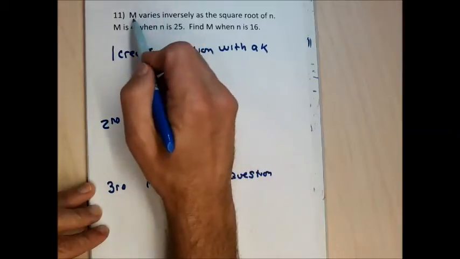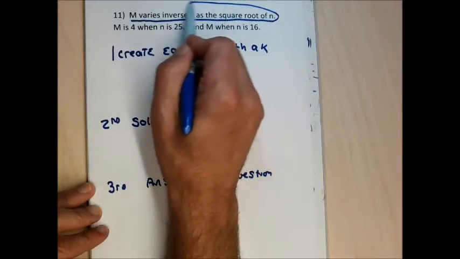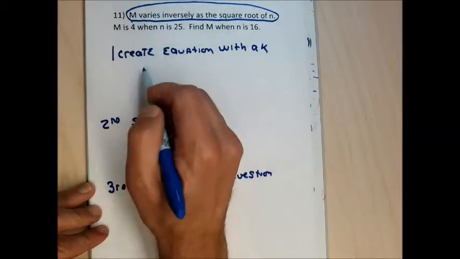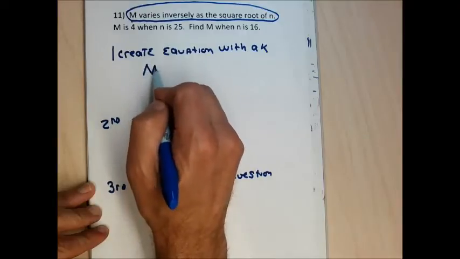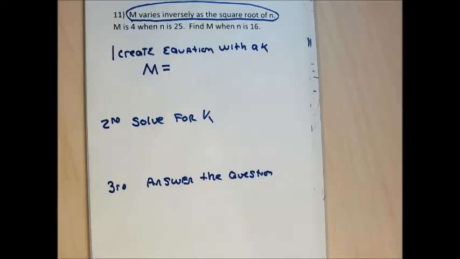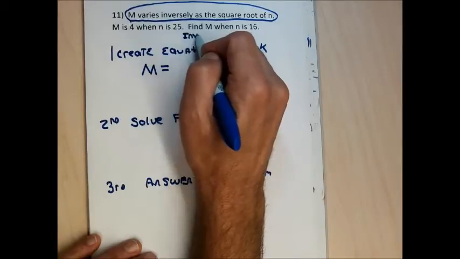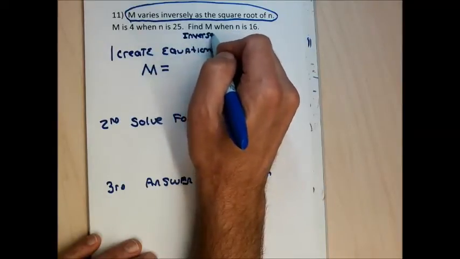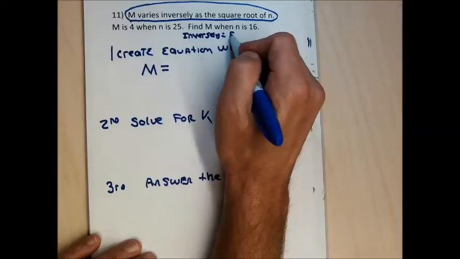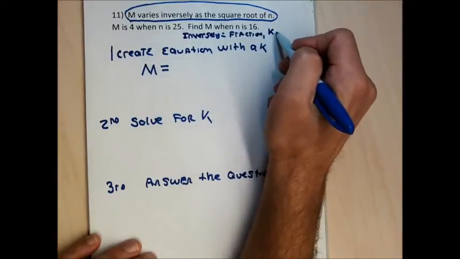So the first bit is going to help me get the equation with a k. The first letter I'm going to write is m followed by an equal sign, and when I see the words varies inversely, I know I get a fraction with a k in the numerator.